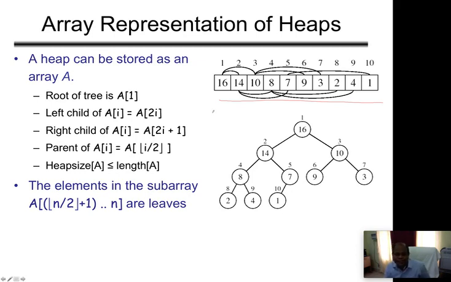Nearly complete binary tree. If this is the node, then the first element will be the root, the second two elements will be its children, and the next two will be the children of the next node, and this one's children are these two, and this one's child is only this one. If there is another one, it will be there. In this way, we can think of what a nearly complete binary tree is.